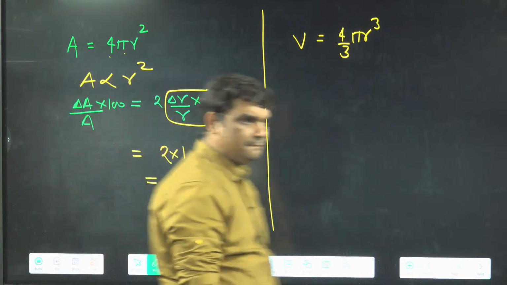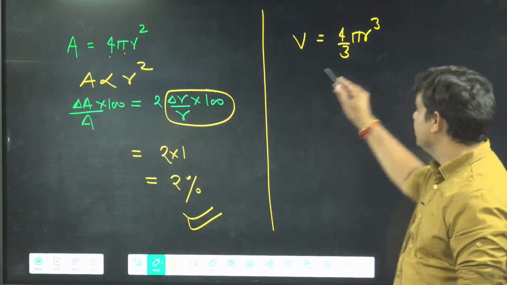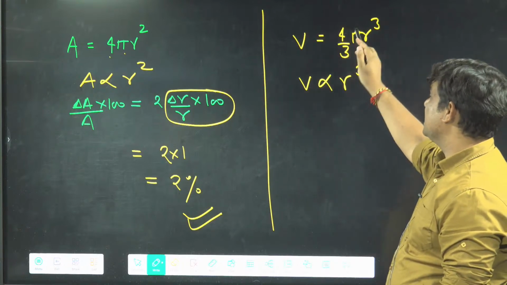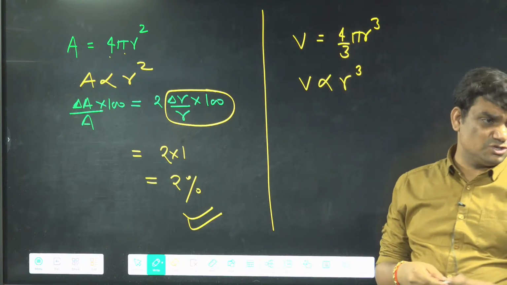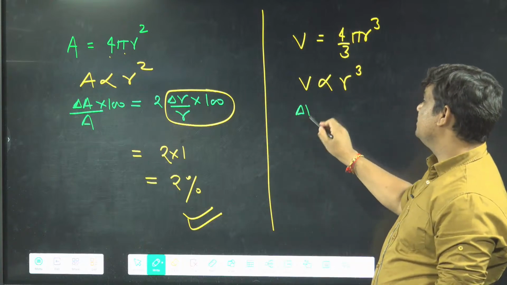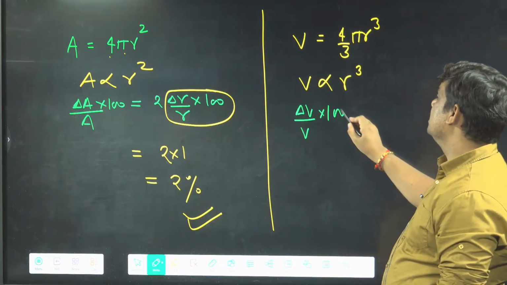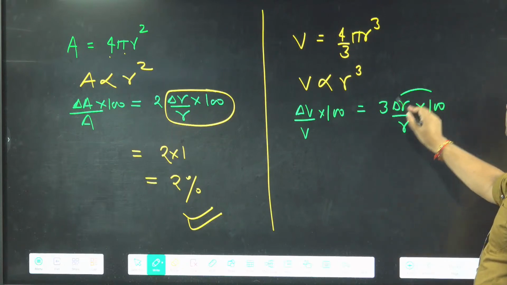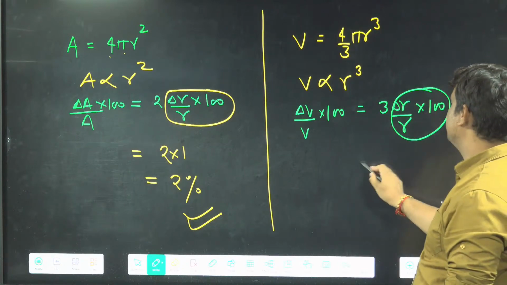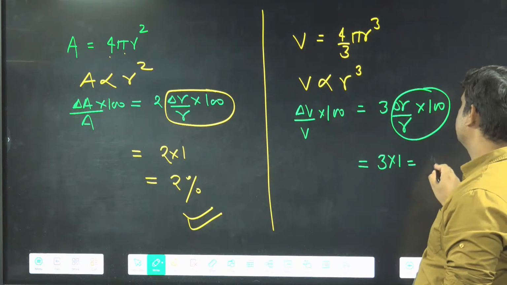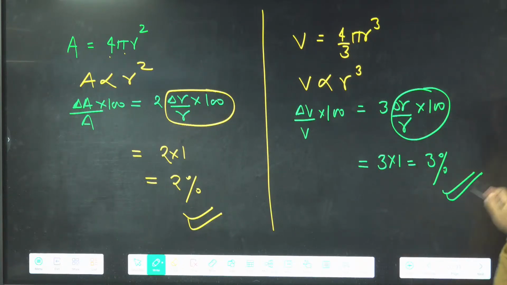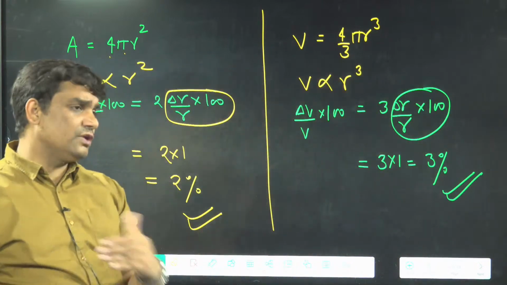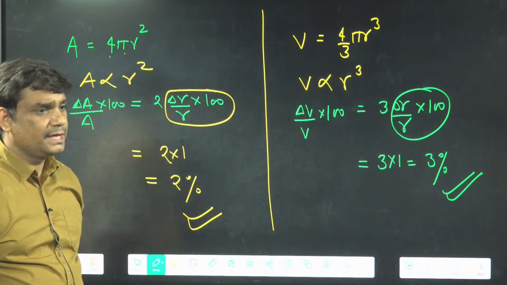2%. Clear? Now volume is proportional to r cube, because for 4 pi by 3 there is no error possible. So delta V by V into 100 is 3 delta r by r into 100. And the error in radius is 1%. So 3 into 1, the answer becomes 3%. Clear? Can we go for the next question now? Next question.